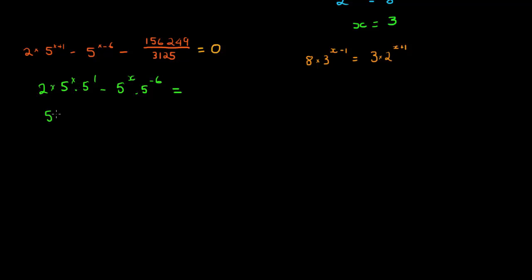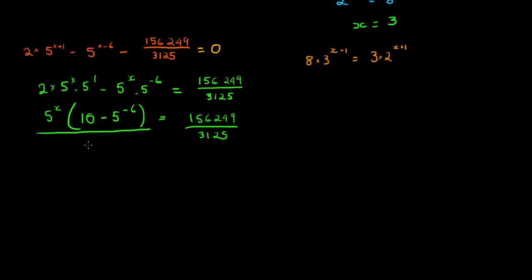So I'm going to take out 5 to the power of x as a common factor. What I'll be left with is 2 times 5, that's 10, minus 5 to the power of negative 6. And this would all be equal to, let's see, this thing, which is 156,249 over 3125. So I just added this on both sides, and the reason why is so that when I take this term out, I just divide it on both sides. So in other words, this is 156,249 over 3125.